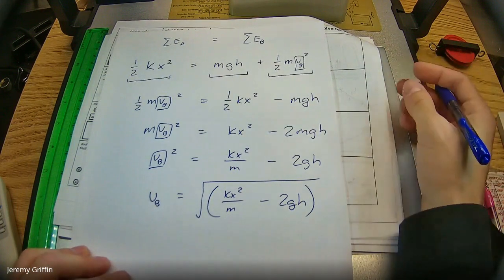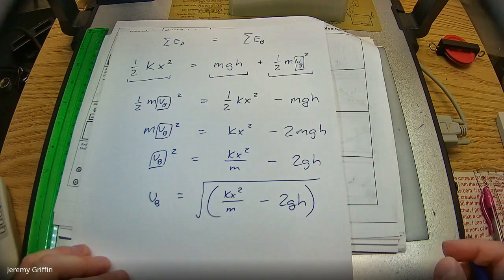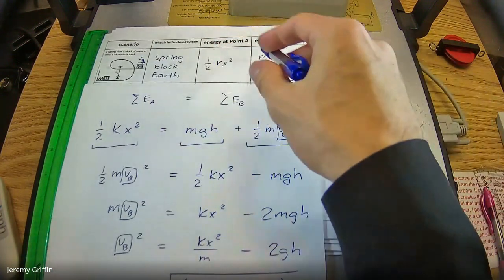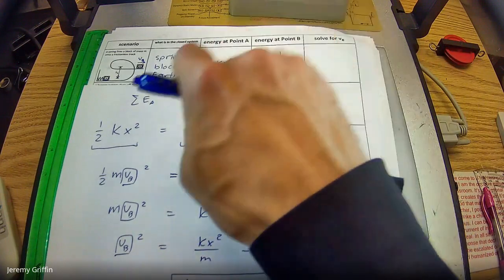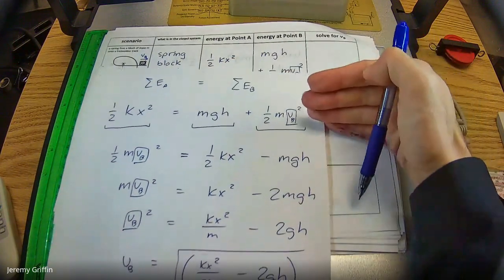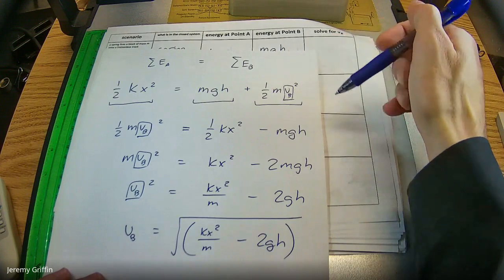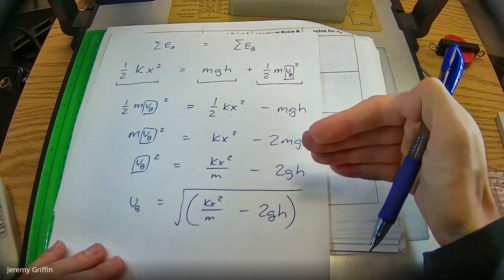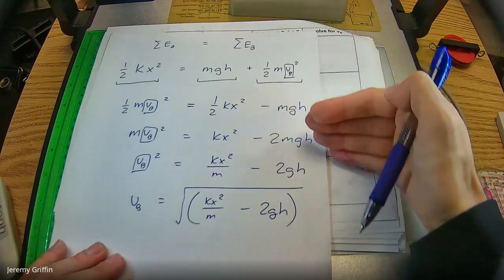That's the answer. All right, so remember, there's a few parts of this process. One part is identifying what are the energy bits at point A and point B, then equating those, creating a conservation of energy equation, then identifying what we are trying to solve for, and then doing that giant algebra process. It looks like a 4 or 5 step algebra process.